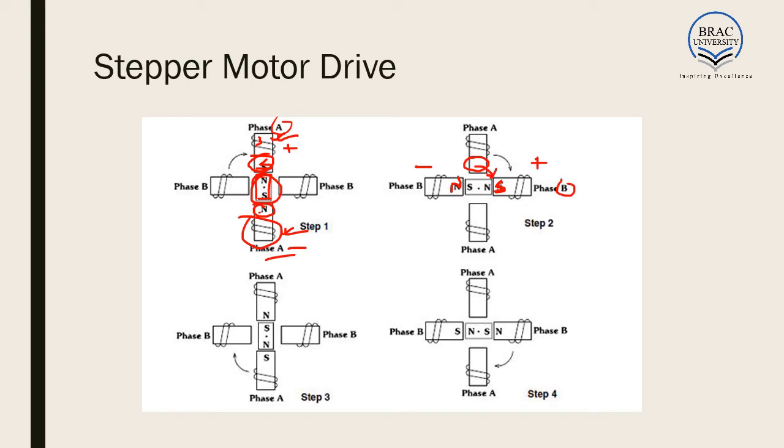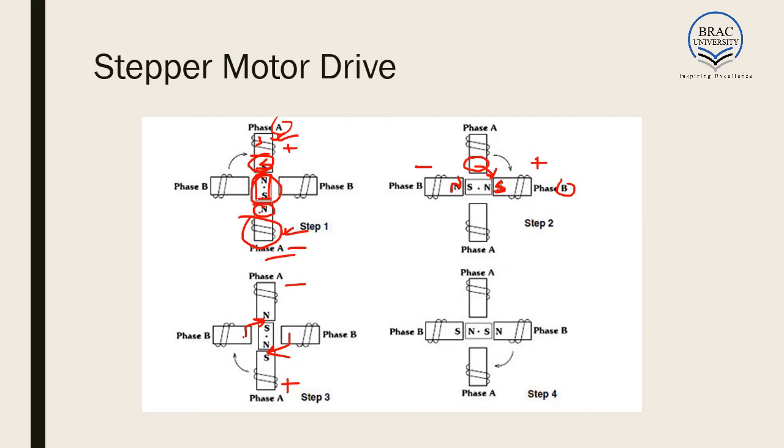Again, we want to rotate it further by 90 degrees. So we turn off phase B and we turn on phase A. We put the plus of the voltage source here and the minus here. Then this north over here gets attracted to the south pole created here, and the south pole which was here gets attracted to the north, so it rotates by another 90 degrees.